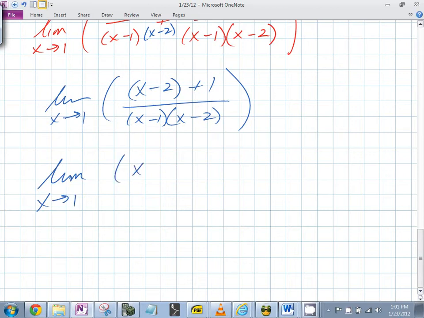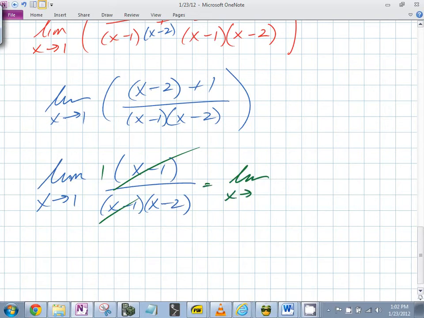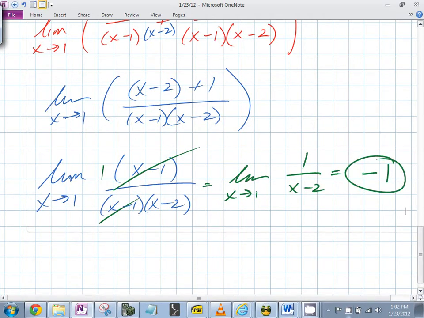x minus 1 over x minus 1 times x minus 2. Now, what's that magical thing that happens right now? Leaving you with just 1, so you end up with the limit as x goes to 1 of 1 over x minus 2, which is equal to negative 1. This one is entirely, can you add fractions?